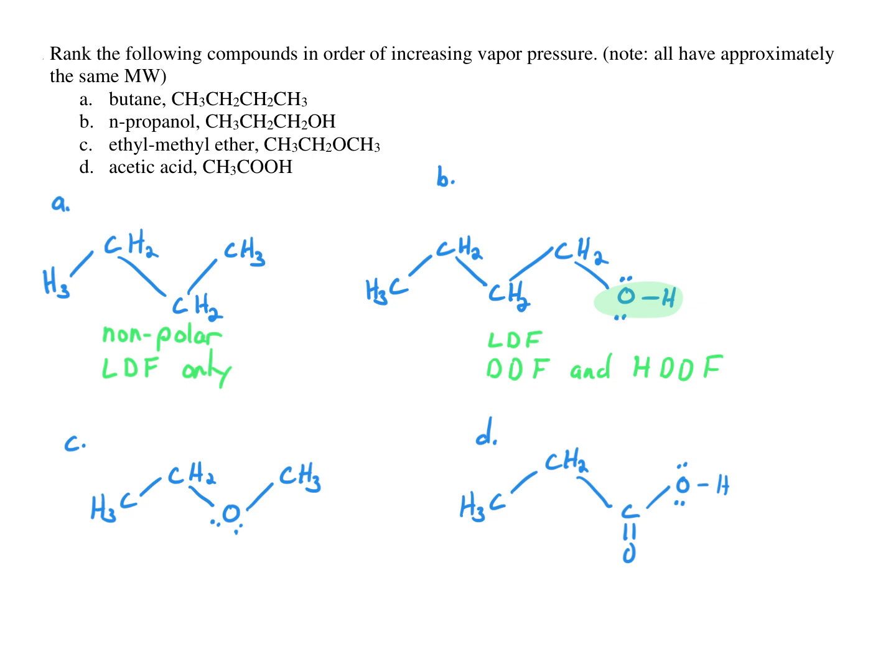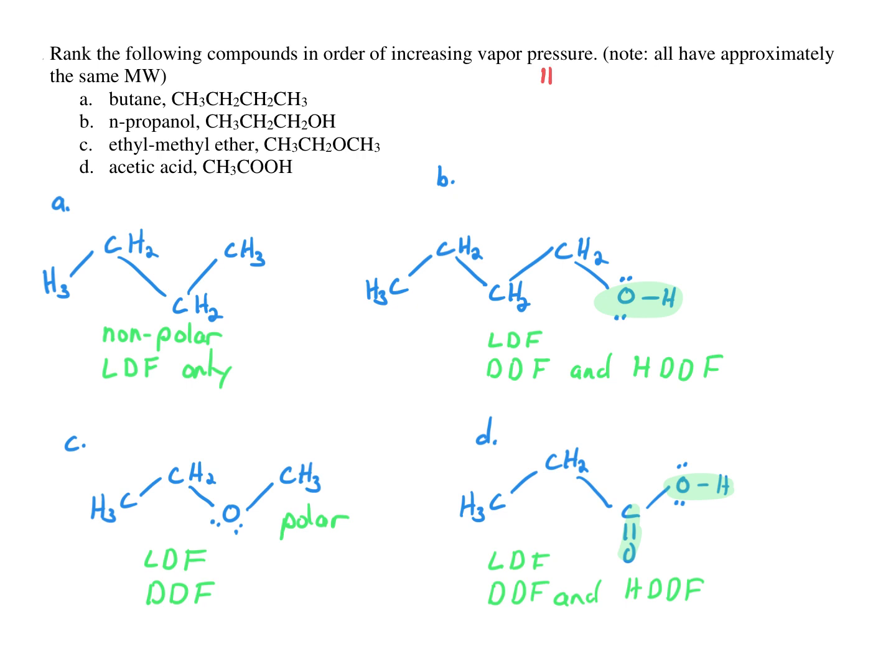Looking at C, we see that this is a slightly polar molecule, so we do have London dispersion forces and weak dipole-dipole forces. And finally, D, we see we have an example of hydrogen bonding, and we also have a polar group here. So this has London dispersion forces as well as dipole-dipole forces and hydrogen bonding.